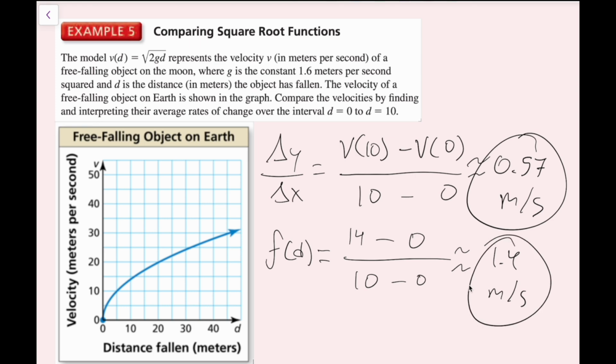So obviously on Earth, the gravity is going to be more extreme. You're going to be falling faster than if you were falling on the moon. And we just used our average rates of change to compare that with the square root function. And now we're done with this one.